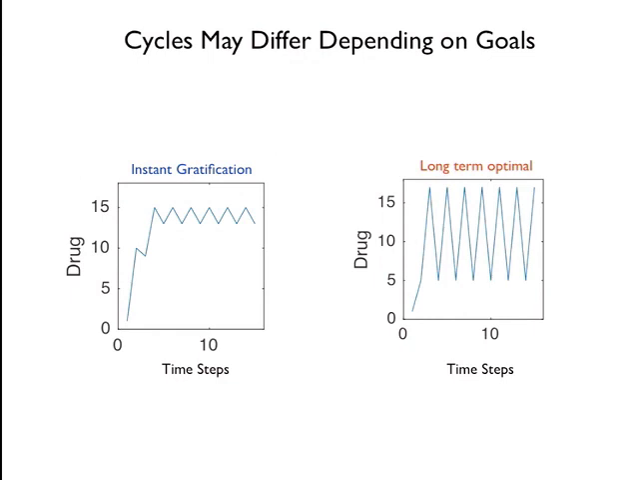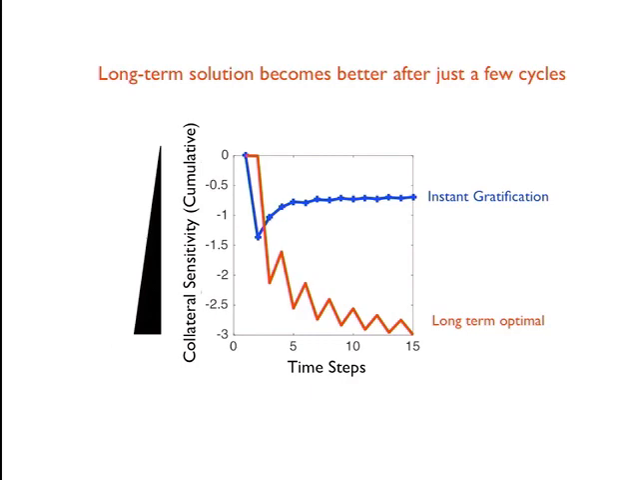Okay, and so your cycles will also depend on whether you care about this sort of instant gratification, short term, or the longer term solution, right? Now you can also simulate this process given the transition matrix that you have, and you can see that the instant gratification on this axis, by the way, is just collateral sensitivity with large collateral sensitivity at the bottom. The instant gratification cycle will quickly do very well on the first step, but then over time does much worse, right, than the long-term optimal.